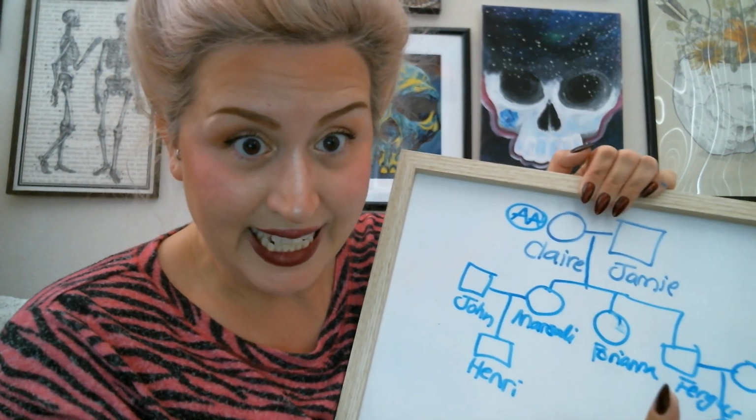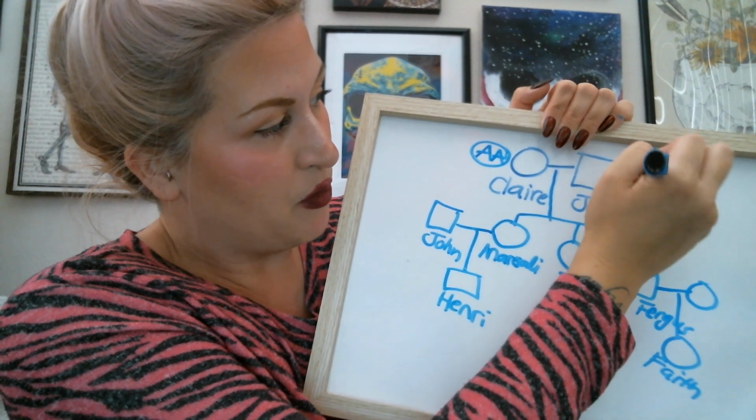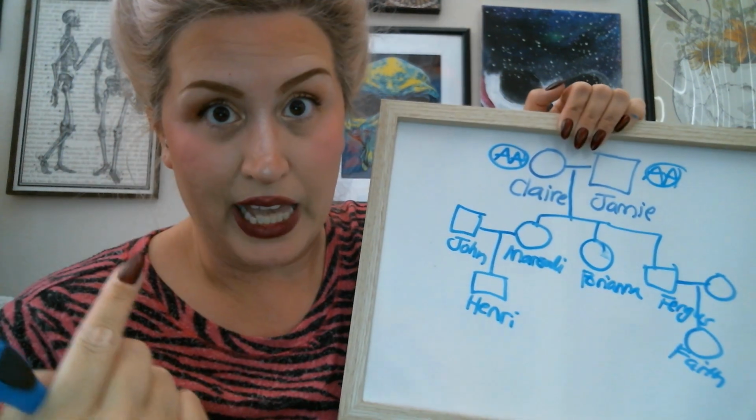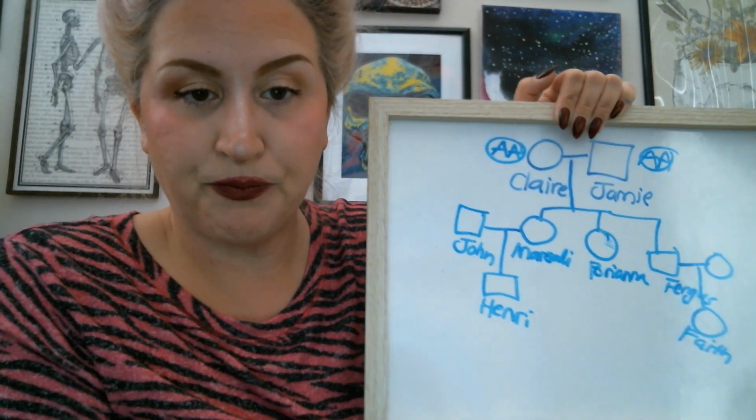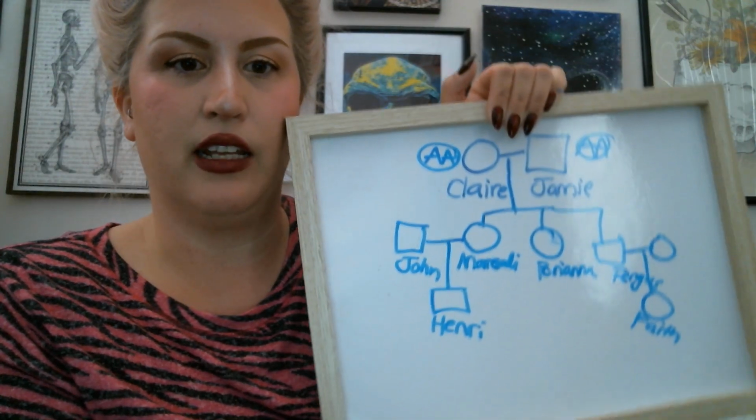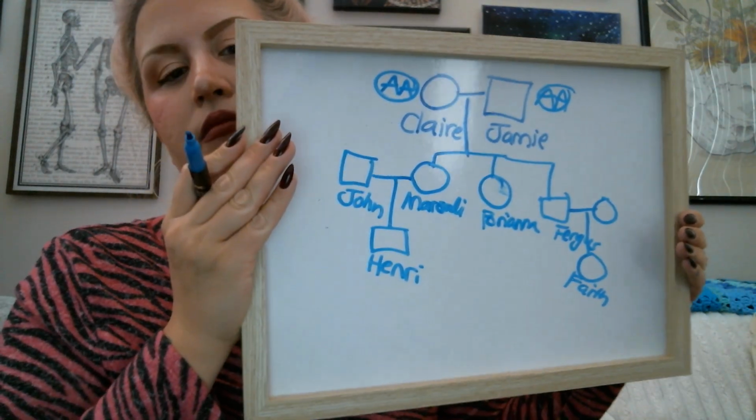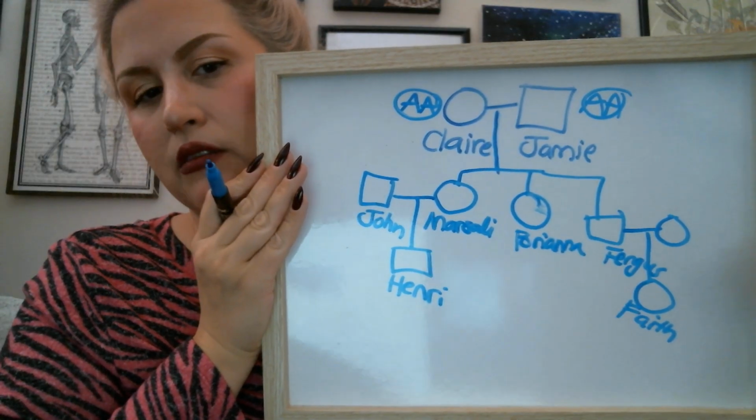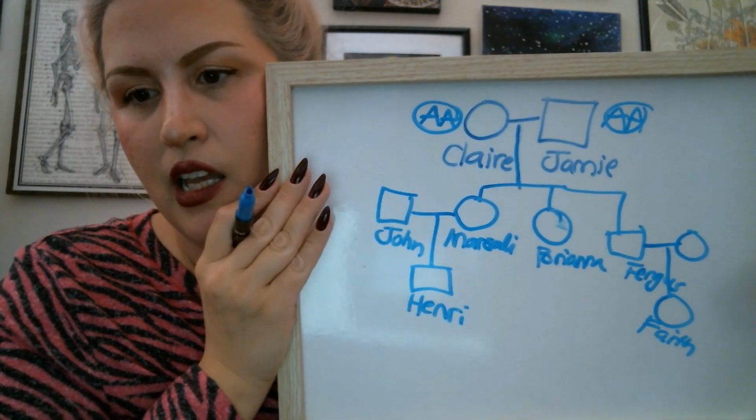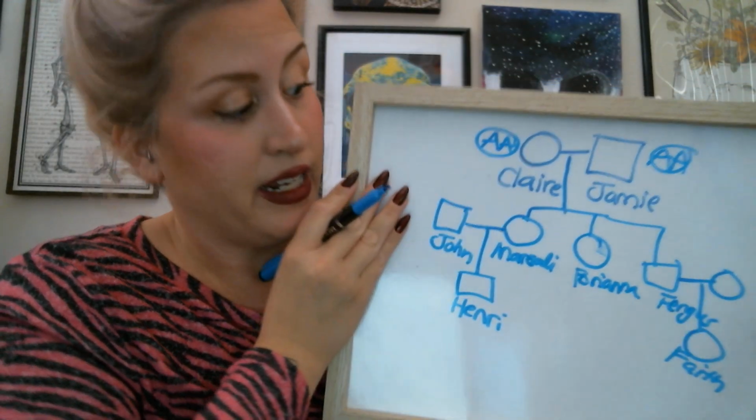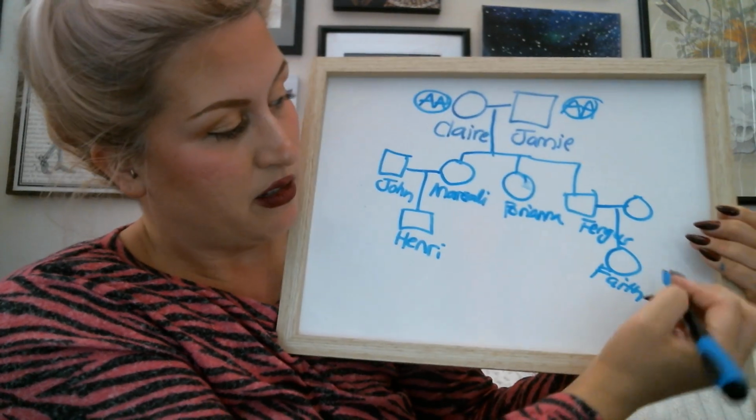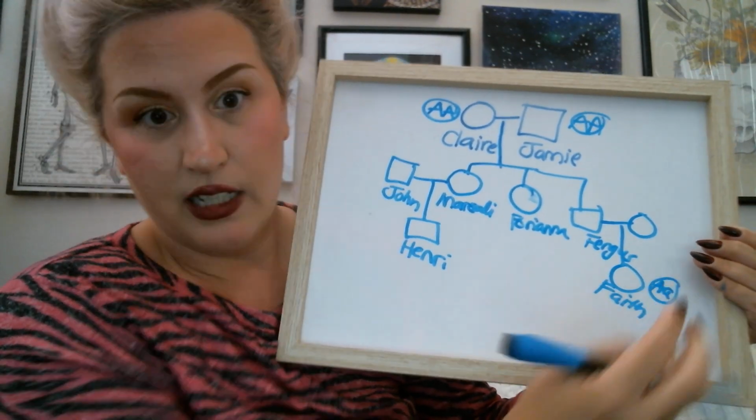We don't know who we're shading yet, that's fine. But we can label them both with big A, right? Big A for Claire and Jamie. I'm so sorry about the glare. There we go. Better, sort of. Okay. Faith is heterozygous, so Faith is down here at the bottom. So she is hetero.